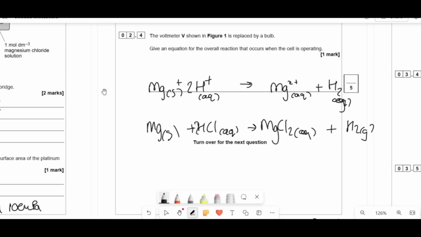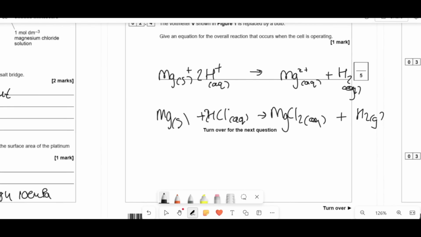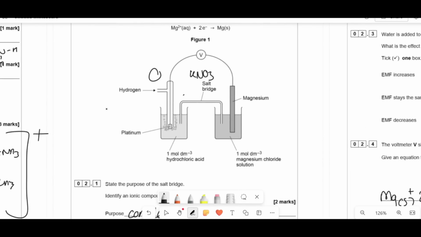So either one is fine, but you have to appreciate that this Cl stays as -1. It's not being involved. There's no Cl business happening here. Nothing of the Cl is getting oxidized or reduced. It's the H+ and the Mg2+. So you've got to use the cues in the question like that.